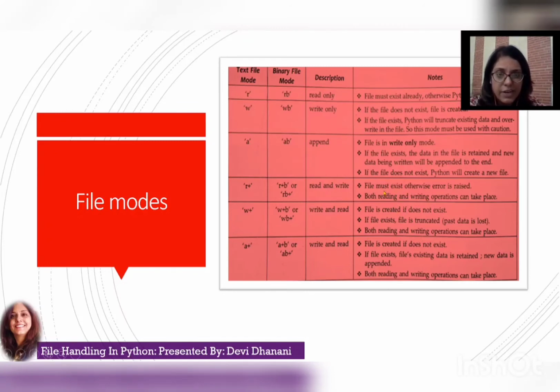If we try to open a file which does not exist, definitely an error will be raised in case of R, and in case of W plus and A plus, the new file will be created. So we will be using these modes in the subsequent programs.